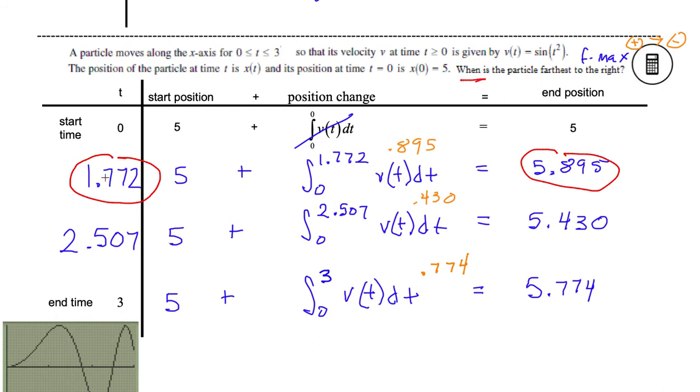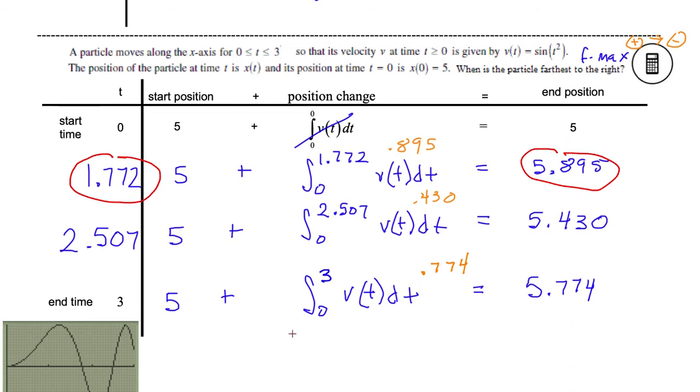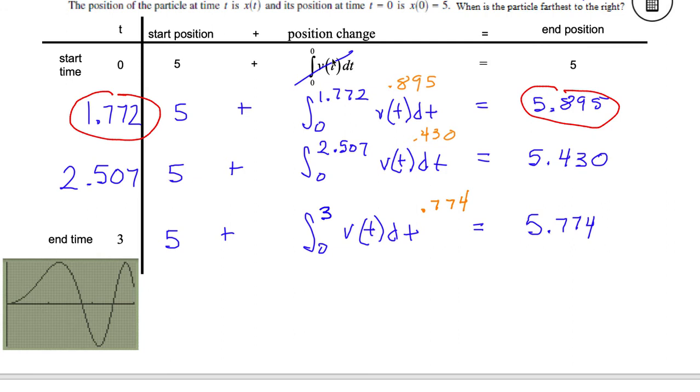So it is asking when. So it's really asking for 1.772, but I'm going to include the information 5.895 just in case it was asking where is the farthest to the right. So the answer is, and I have room down here. Oh, I could just type this. It's a little bit faster, right? So let's change the color to red down here. So we can say that the particle is farthest to the right at t is equal to 1.772 and at position 5.895.